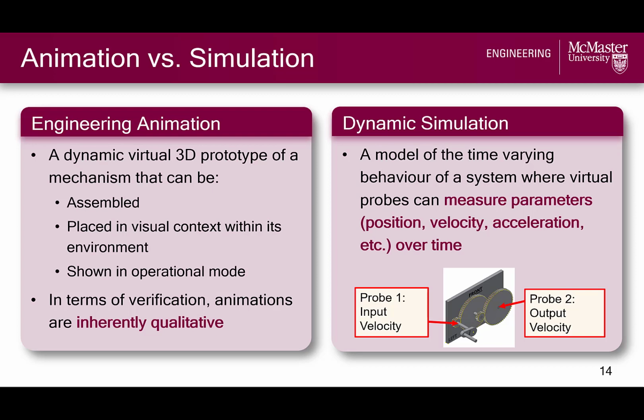Animations give a good general idea of mechanism kinematics in operational mode, but such animations are inherently qualitative. If we want to perform a more quantitative assessment of a mechanism's design, we can perform a dynamic simulation, which models the time-varying behavior of a mechanism in response to some input, whereby virtual probes can be used to measure critical parameters over time. In the context of our gear train, we can perform a dynamic simulation where we set some input angular velocity profile and monitor the output gear angular velocity over time.